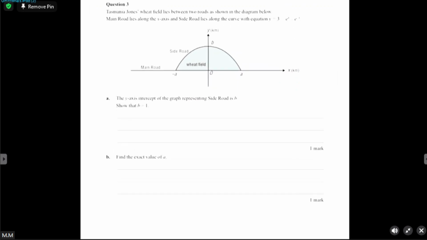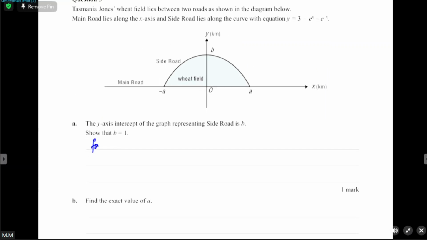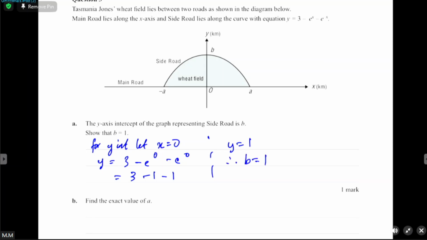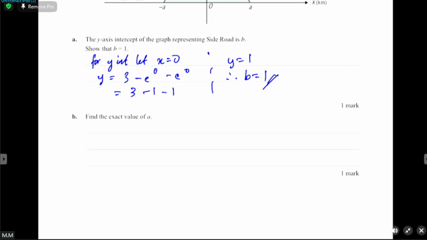So here you're trying to find the y-intercept, so let x equal 0. y is equal to 3 minus e to the power 0 minus e to the power 0, that's 3 minus 1 minus 1, so then y is equal to 1, therefore b is equal to 1. Find the exact value of a, so you just find the x-intercept.